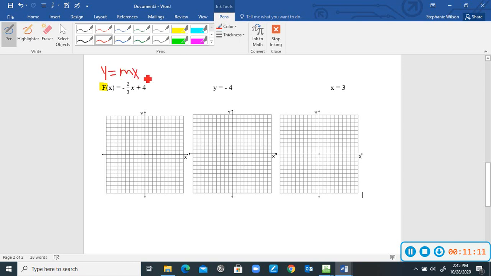So just a little side note, guys, that this f of x is my y. It's just written in function notation, and you read it f of x is equal to. So let's graph this line.